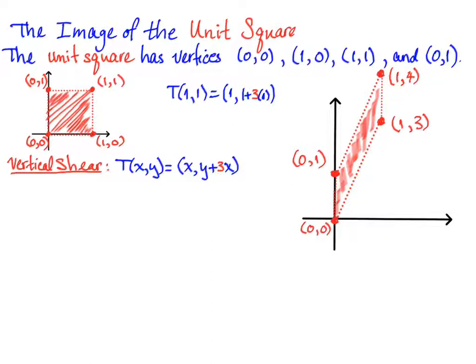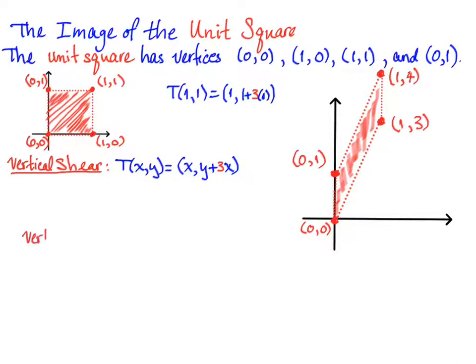Okay? So not all vectors get shifted vertically by the same amount. In fact, for the unit square, 2 of the vertices didn't get shifted at all, and then the other 2 vertices, because they had the same first component, their second components did get shifted by the same amount.